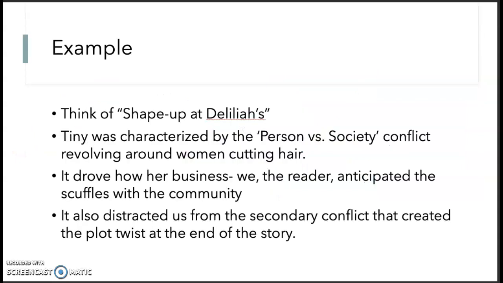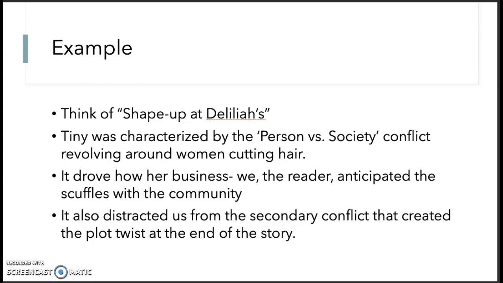So an example of this is Shape of Bedelias, which we read a couple weeks ago. If you've forgotten, it is on the New Yorker website if you Google it. So in this story, Tiny was characterized by the person versus society conflict revolving around women cutting hair. People didn't want women to cut hair during that time. And she filled the hole because, remember, there was the great haircutting drought.